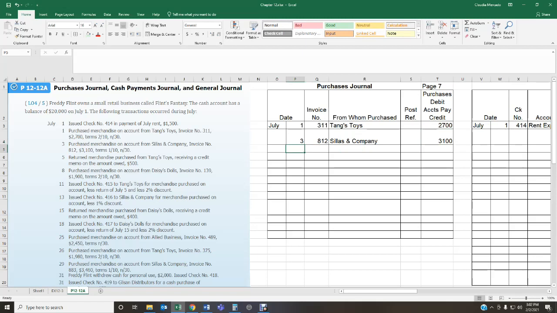On the 5th, we returned merchandise purchased from Tang's Toys, receiving a credit memo on the amount owed, $500. So this is a return. Now, we do not have a special journal for returns here. We only have 3 journals that we're using: the purchases journal, the cash payment journal, and the general journal. So if it doesn't fall within the purchases journal or the cash payments journal, then we're going to utilize the general journal. So in this case, because we have returned merchandise, we're going to post that in our general journal.